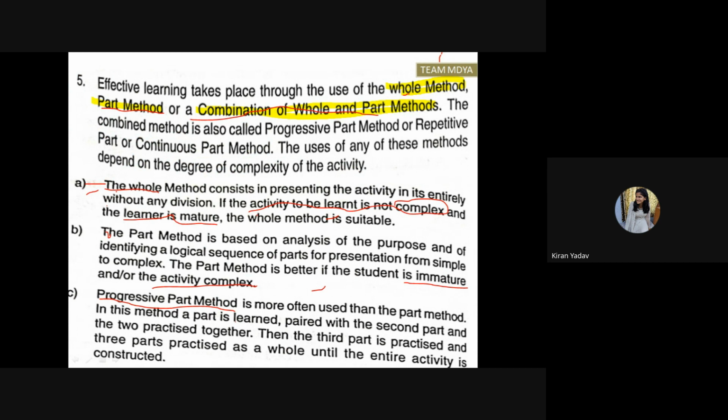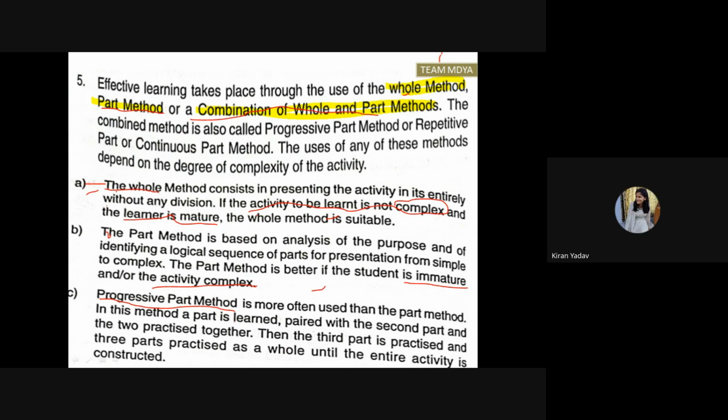Is this clear, this part method, whole method, combination of whole and part method? Yes, ma'am. You are clear. Progressive part method, can you just explain it again, a little?